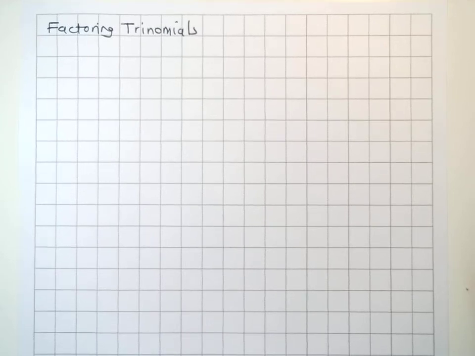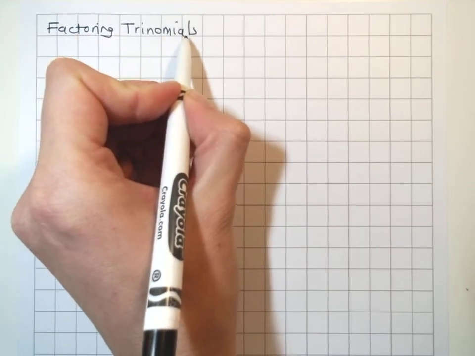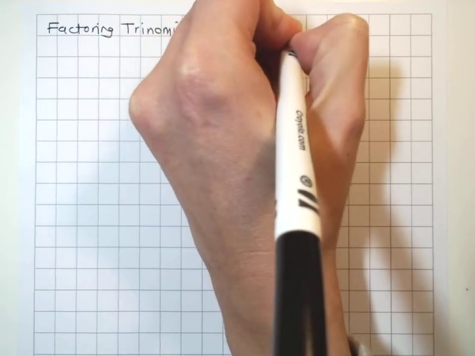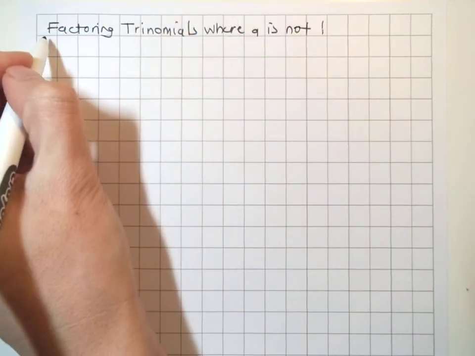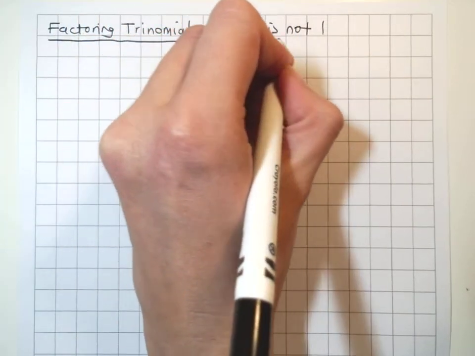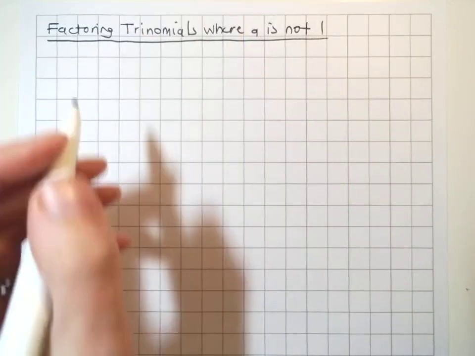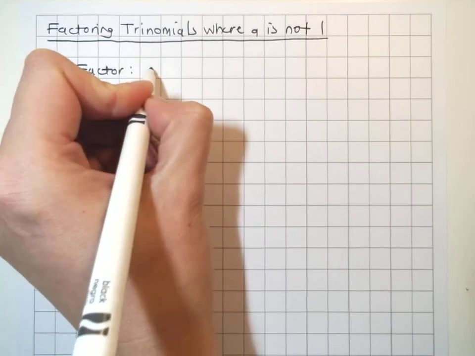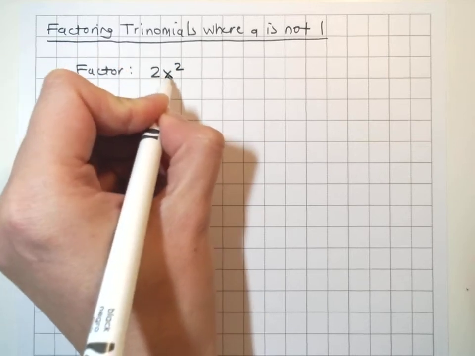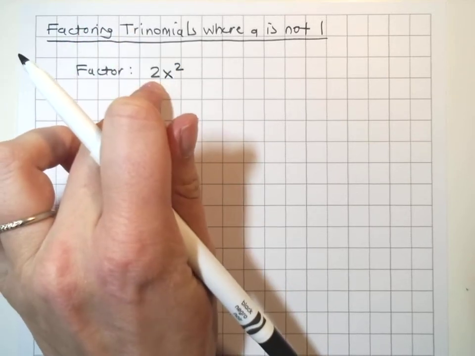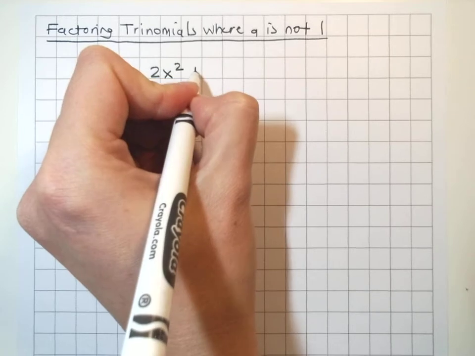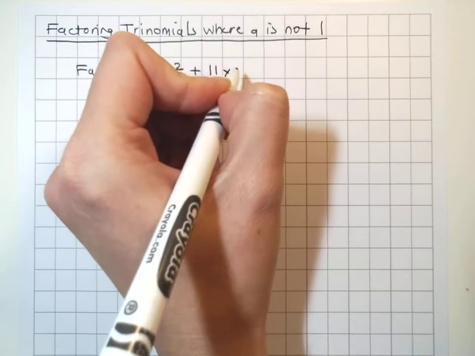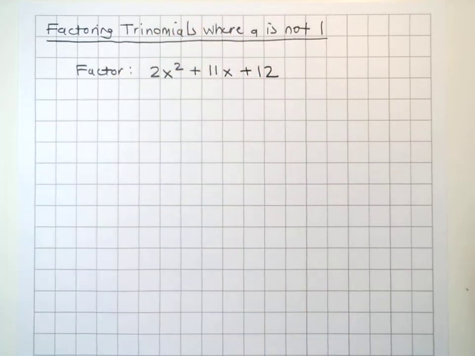Okay, so today we are going to be factoring trinomials where a is not 1, which makes things a little bit harder, but not too different from what we've been doing. So a is the number in front of x squared. Before it was only x squared. Now it can have a different coefficient, so a different a. We have 2x squared plus 11x plus 12.